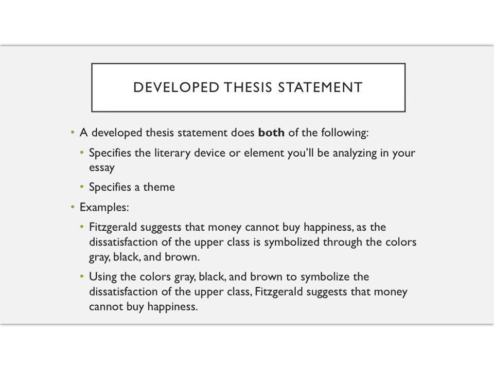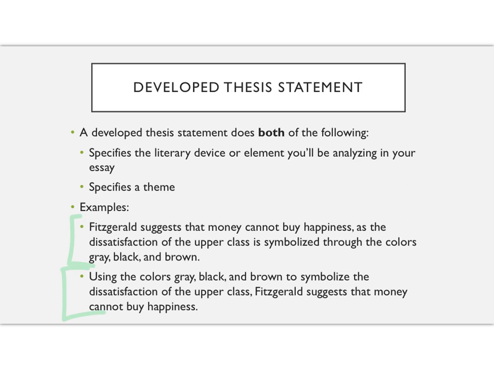So the first example is right here, and it reads, "Fitzgerald suggests that money cannot buy happiness, as the dissatisfaction of the upper class is symbolized through the colors gray, black, and brown." The second one reads, "Using the colors gray, black, and brown to symbolize the dissatisfaction of the upper class, Fitzgerald suggests that money cannot buy happiness."